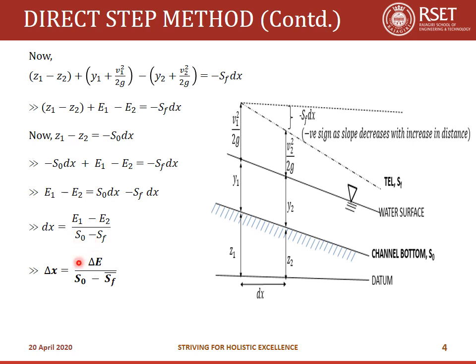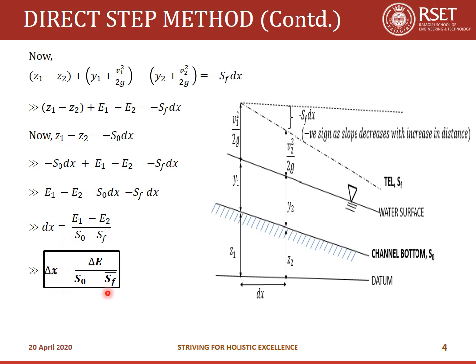And S0 will remain as it is, but SF, I have written it as SF bar. I'll explain this to you in a little while. So delta x is equal to delta E divided by S0 minus SF bar is the equation that I'm going to use in order to do problems in direct step method. This is the numerical equation corresponding to the differential equation that was the dynamic equation of gradually varied flow.